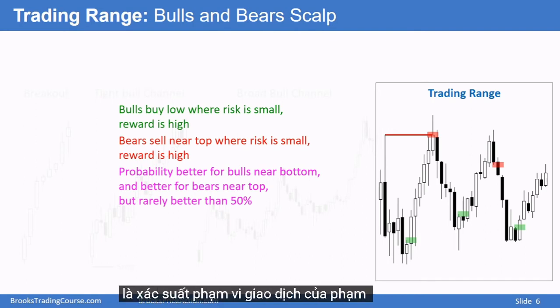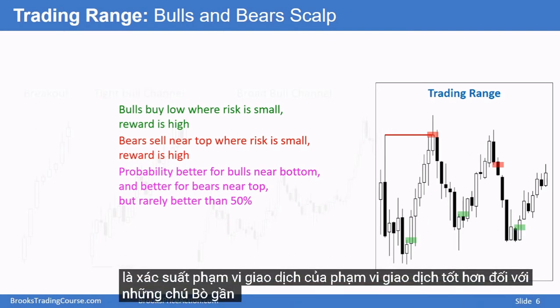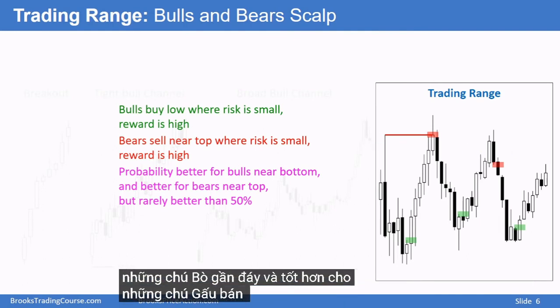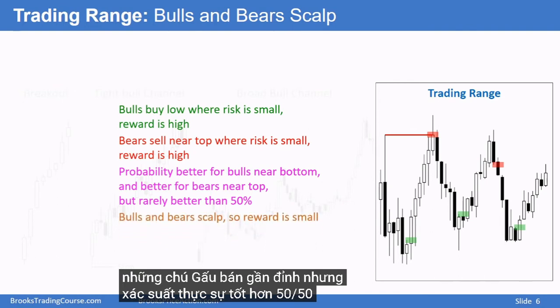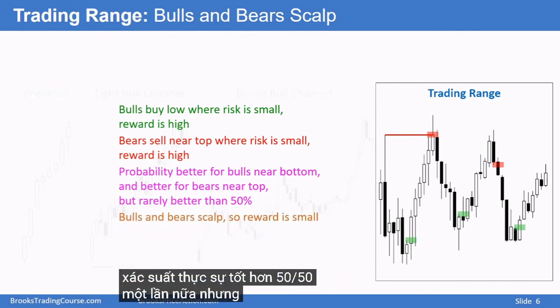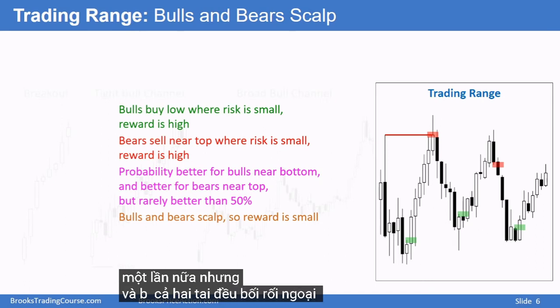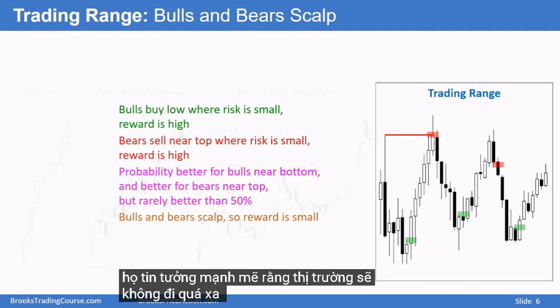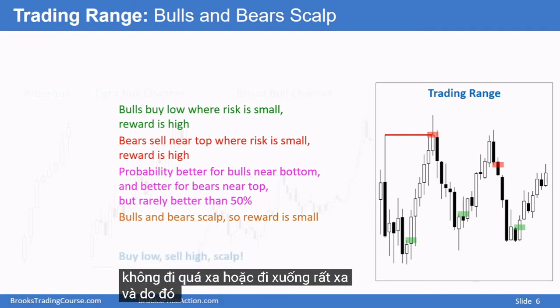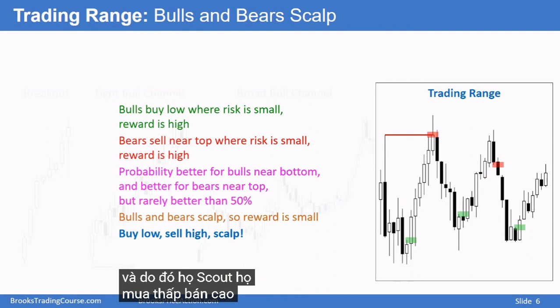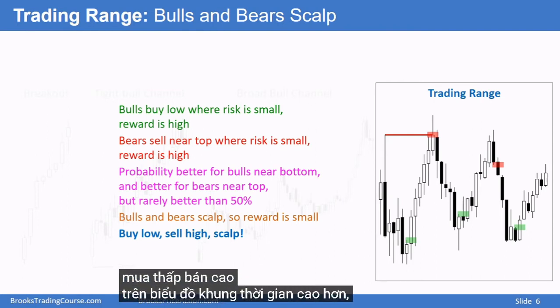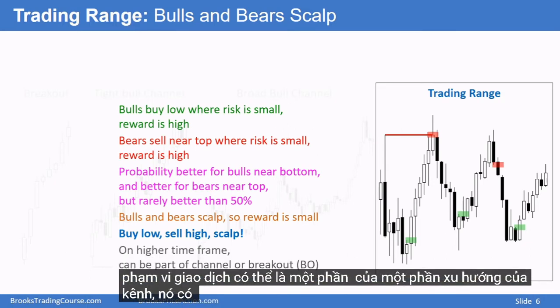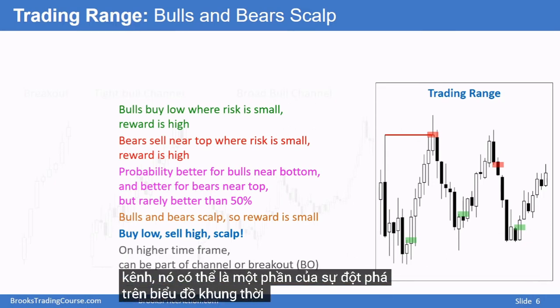Trading range, probability is better for the bulls near the bottom and better for the bears selling near the top, but the probability is rarely better than 50-50. Again, bulls and bears are both confused except for one thing. They believe strongly that the market is not going to go very far up or very far down, and because of that, they scalp. They buy low, sell high, scalp. On a higher time frame chart, a trading range can be part of a trend, part of a channel. It could be part of a breakout on a high enough time frame chart.